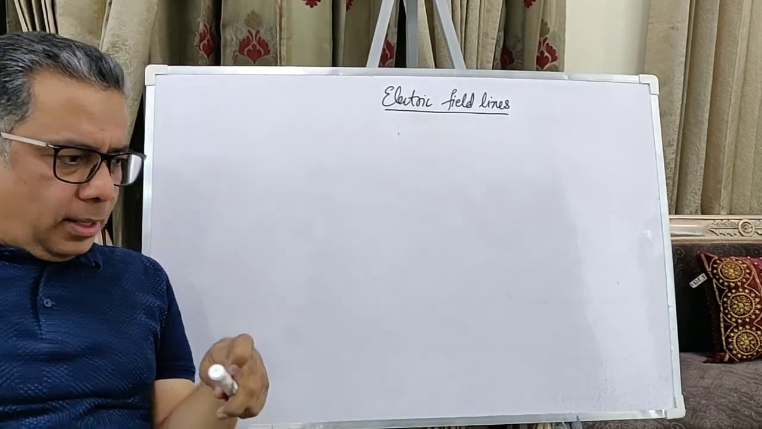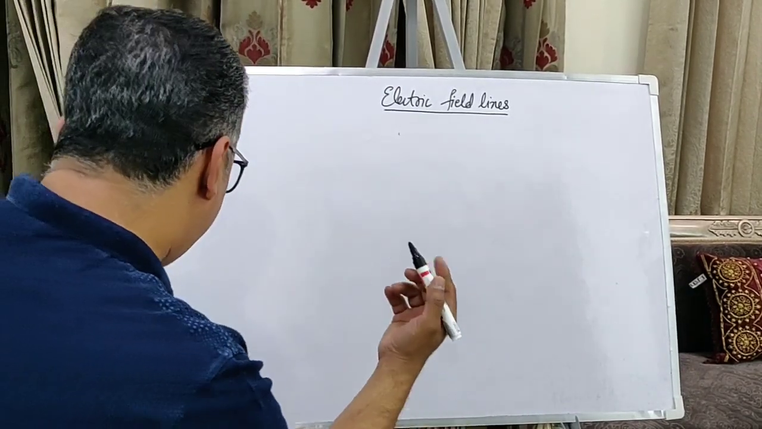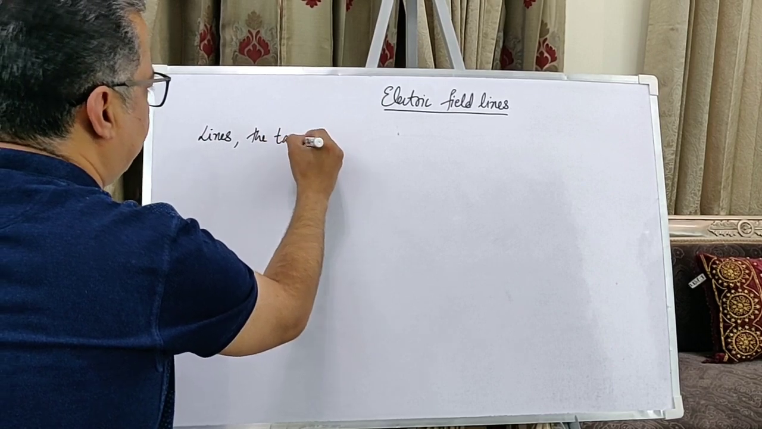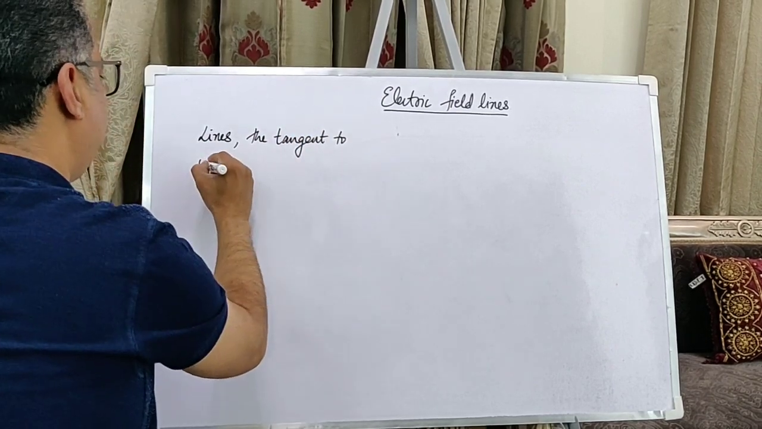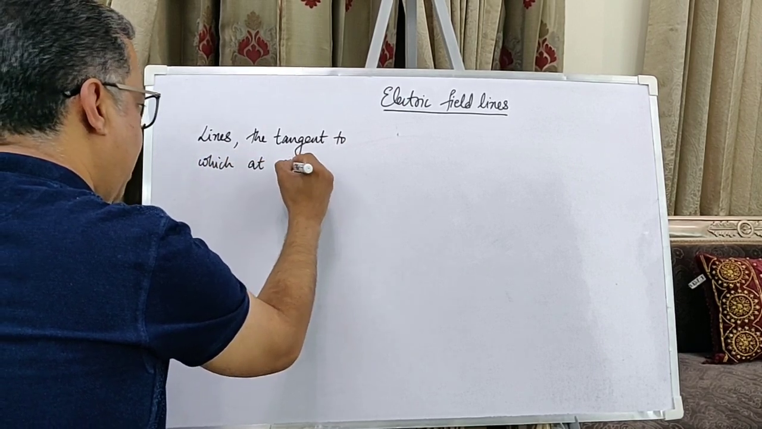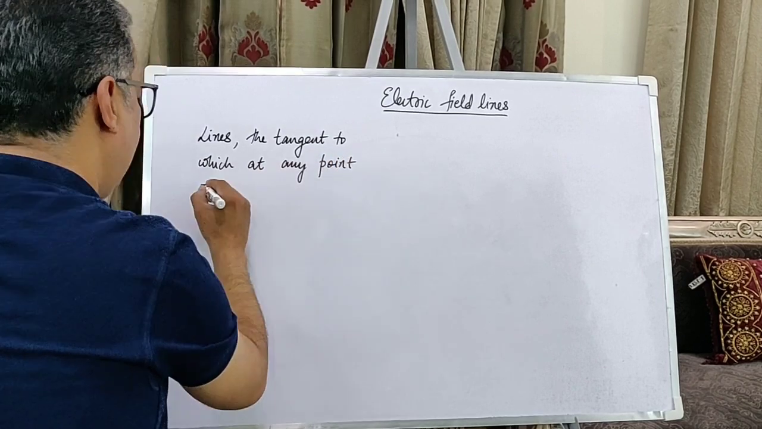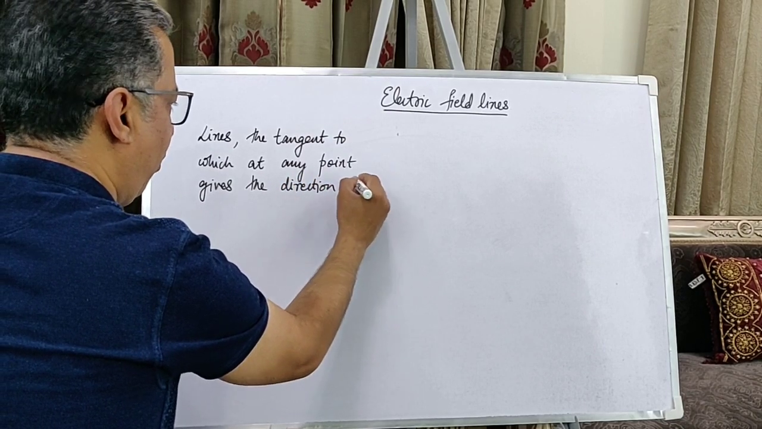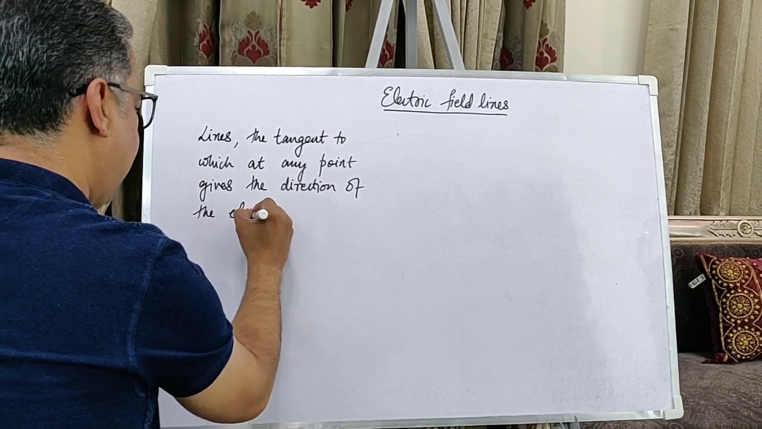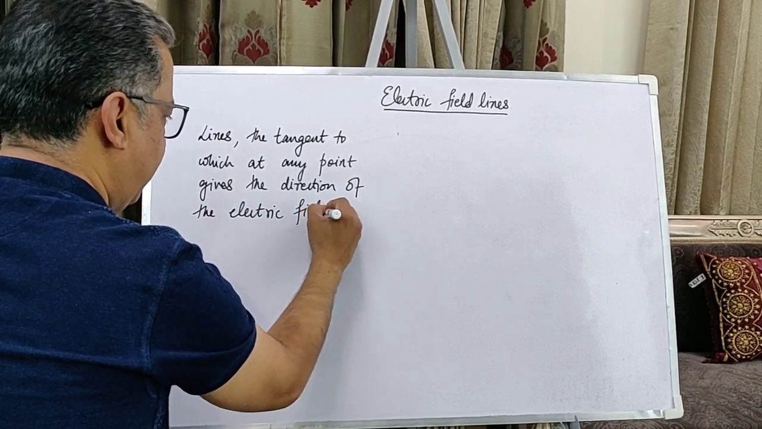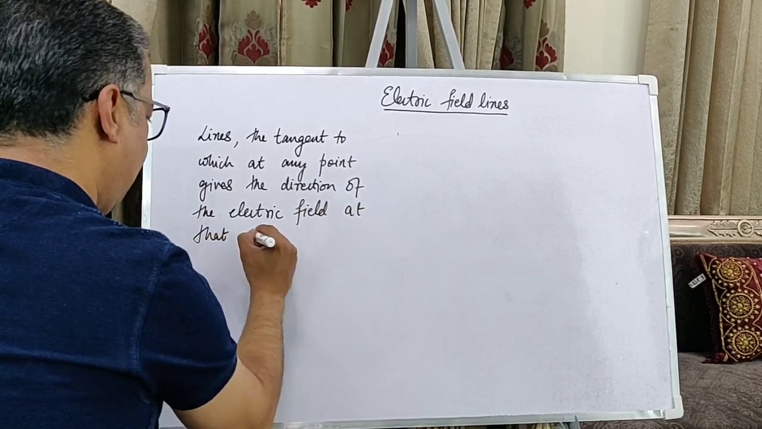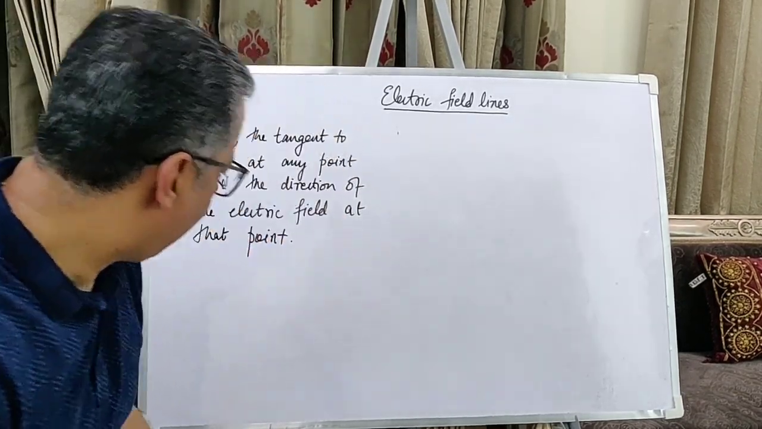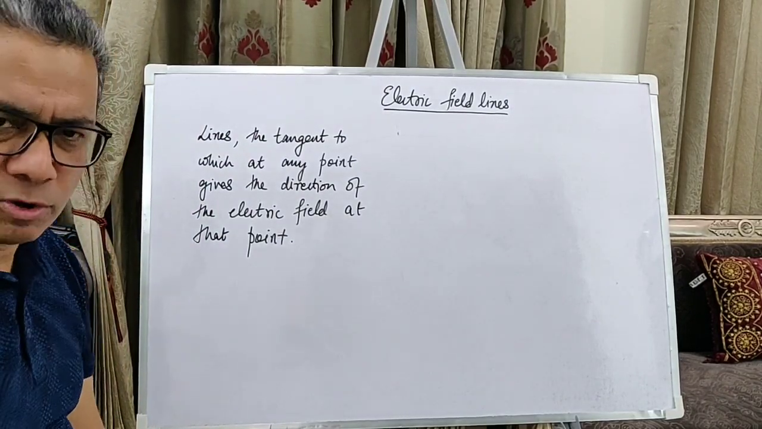Now as I said, these are lines, the tangent to which at any point gives the direction of the electric field at that point. So that's what these field lines are. Now how do we draw them?